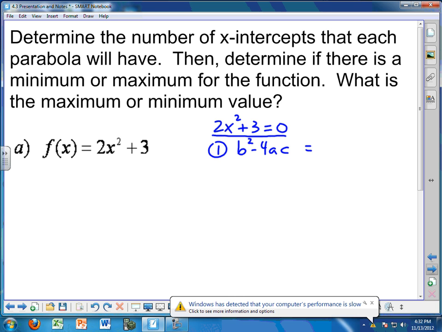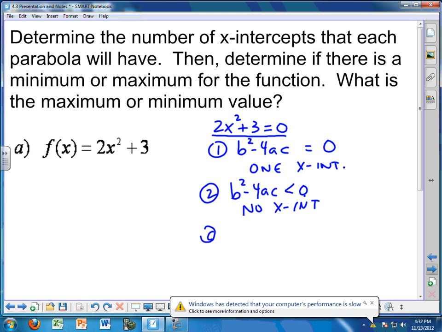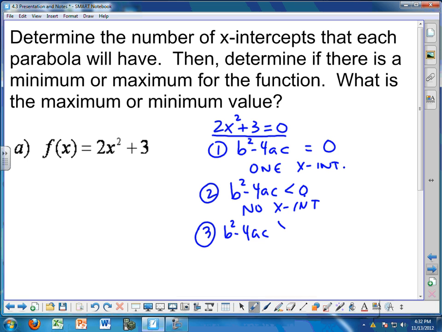And if the discriminant is equal to 0, then we had one answer. So that would make one x-intercept. And then the second situation is if b squared minus 4ac is less than 0, and that would be no real solution, so no x-intercepts. And finally, part 3 is to say that b squared minus 4ac is greater than 0, and that would mean 2 x-intercepts. So that's how we're going to test that.